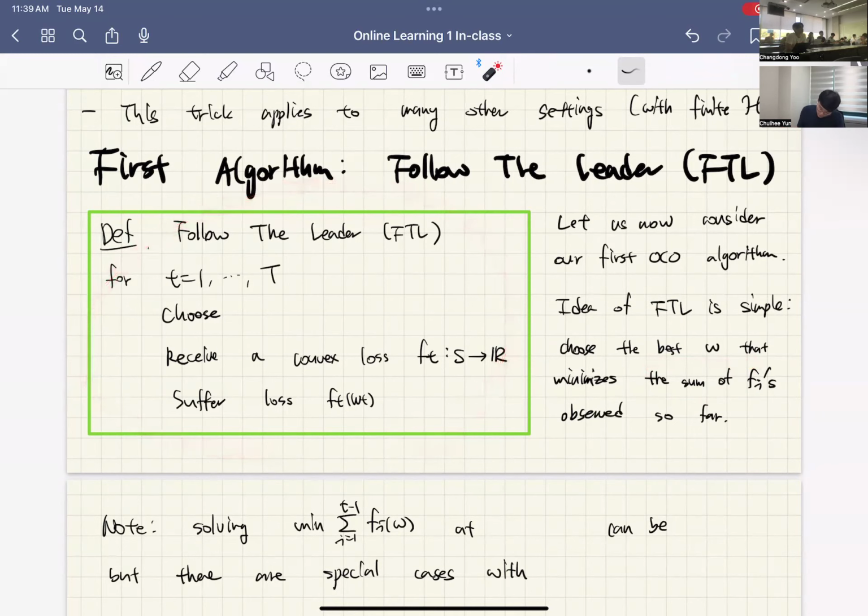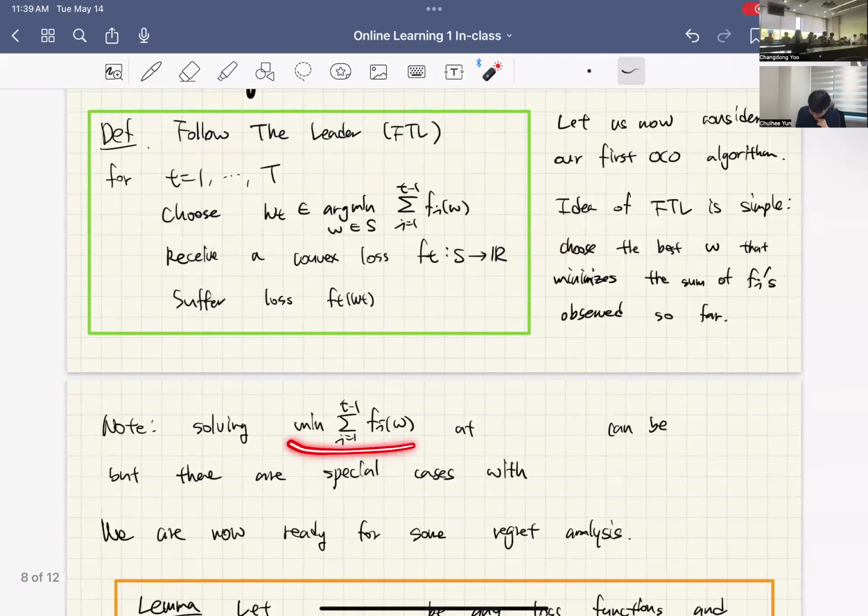Okay. So more concretely, the follow the leader, or FTL, algorithm is given by this. You choose w_t as a member of the argmin over the convex set S of the sum of f_i for all the previous time steps. So you choose the best W for w_t, send it to nature and receive a convex loss f_t, and then we suffer the loss f_t evaluated at w_t, okay? As I said, this involves solving a convex optimization problem at every time step, which can be quite expensive. But we're going to talk about certain special cases that come with closed form solutions.